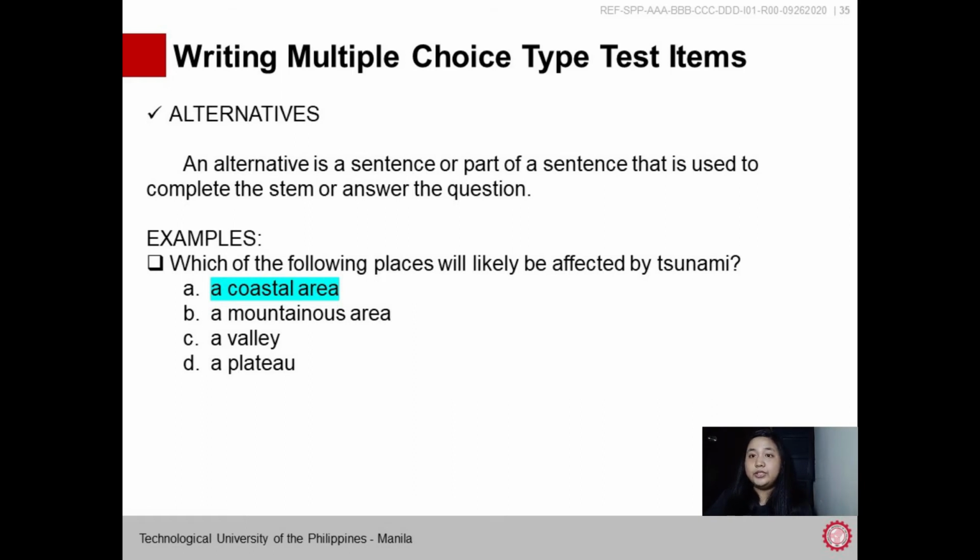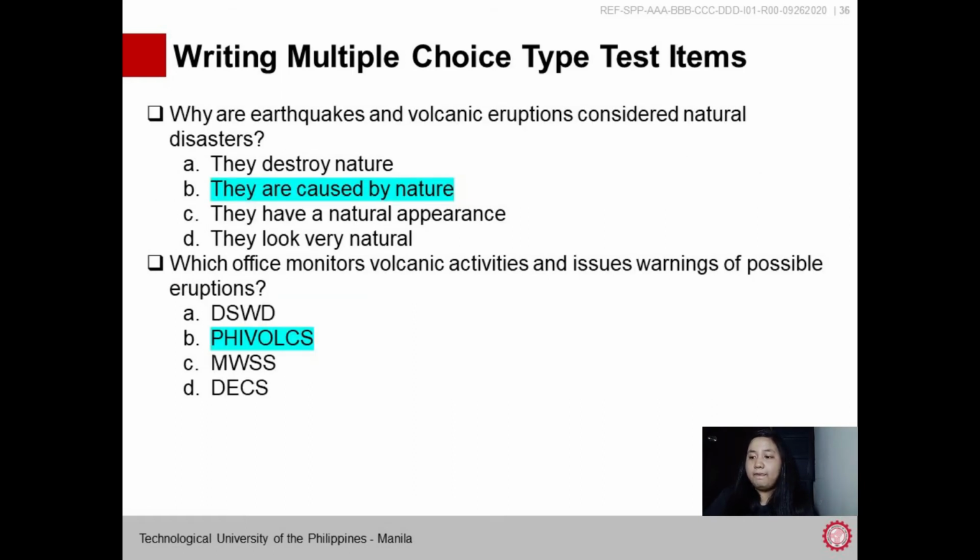Okay, so here's my example. So in-integrate ko na dito yung STEM. Example 1, which of the following places will likely be affected by tsunami? A, coastal area; B, a mountainous area; C, a valley; or D, a plateau. So, ang possible answer is a coastal area.